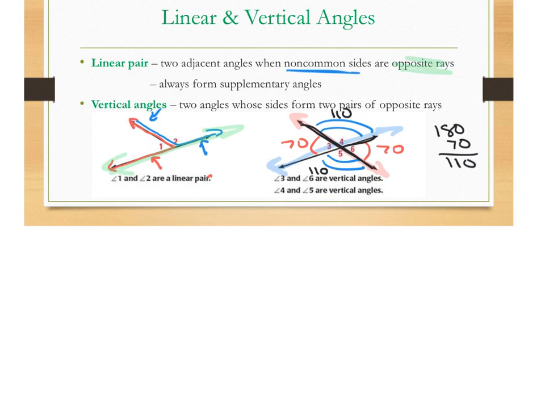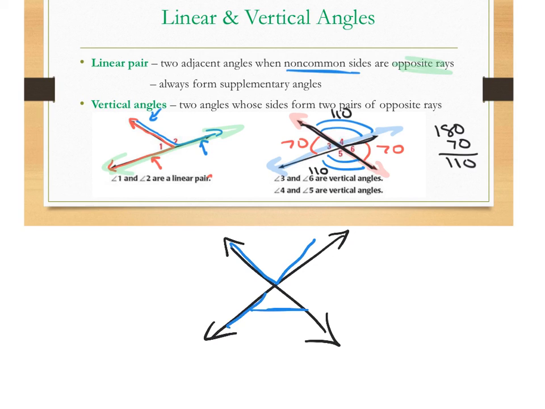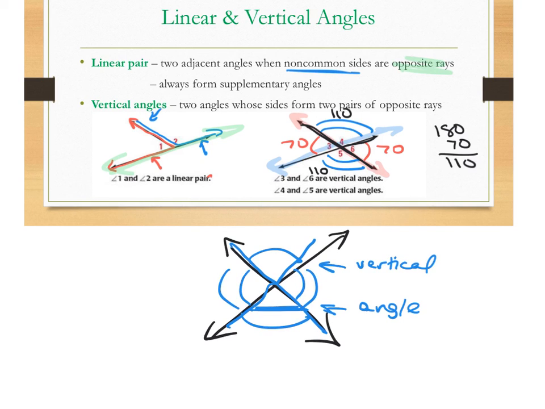Now, one thing you could think about is if you have your two lines here, you could think of this as being a V, and then if you put a line across, it's like vertical angles. So the V at the top, vertical, and then when you put that line across, angle. These are vertical angles. And then same thing here if you turn it sideways.